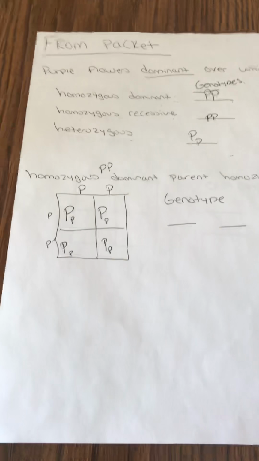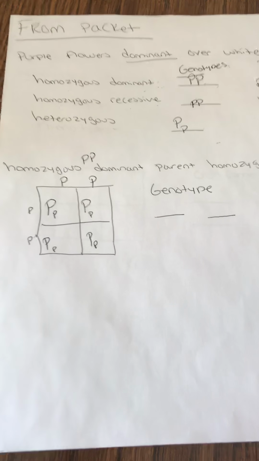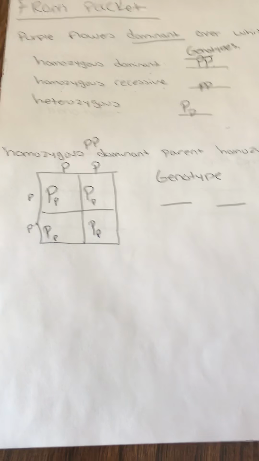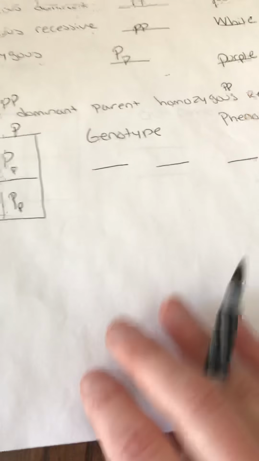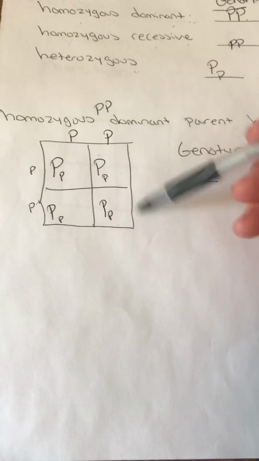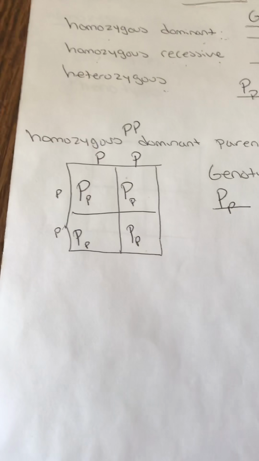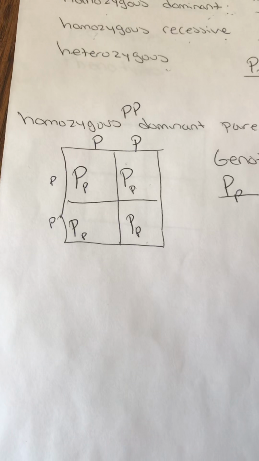Okay, so now you can see in this particular example that all of our offspring have one particular genotype. So when we're talking about genotype, we're talking about genes, we're talking specifically about these letters. Well, there's only one option. It's big P, little p, and it's 100%.